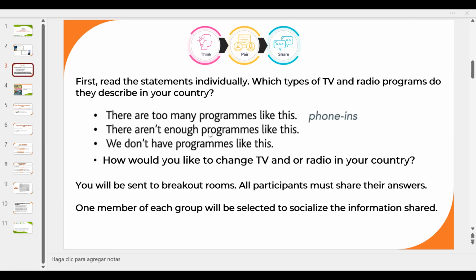And as I was telling you, I want you to pay special attention to question number 4, because it's the fourth question here: How would you like to change TV and radio in your country? So once you share your ideas and get a summary of the information, I'm going to choose one speaker from every group, and that person is going to be in charge of sharing the information collected. So everybody must be ready. Guys, do you have any questions about the instructions?